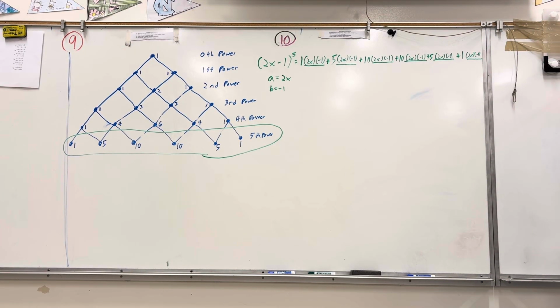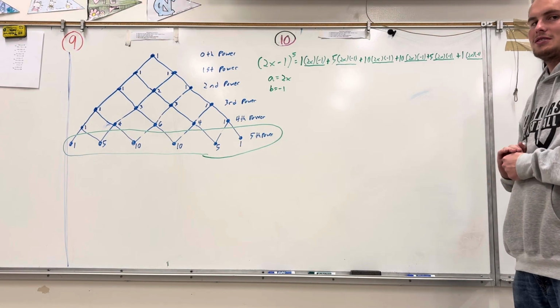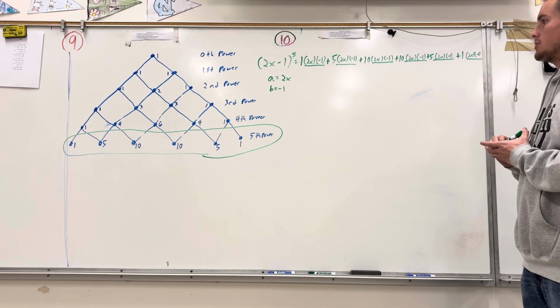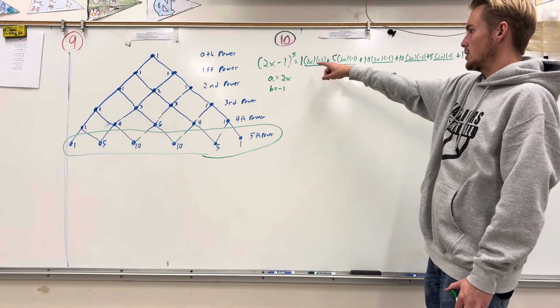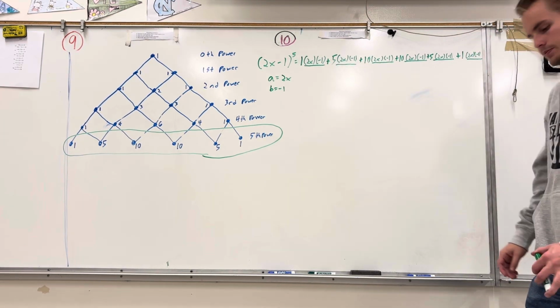All right, I apologize. I had to write this pretty small. It's a lot going on. If you have to zoom in, you might have to. But all I'm doing is I'm just writing 2x times -1 in each of the boxes, or each of the spaces.